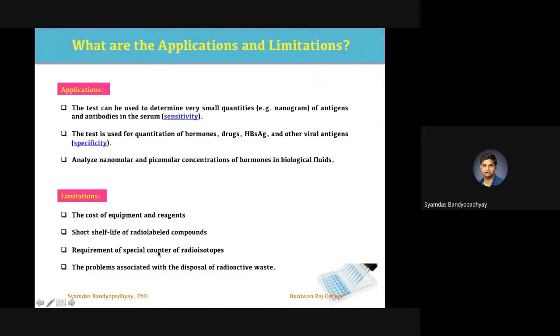And then the requirement of a special counter for radioisotopes. If you would like to measure the radioactivity, you have to have a scintillation counting chamber, which perhaps costs lakhs of rupees. And then there is the problem associated with the disposal of radioactive waste. You will always have to think of a protocol or system that is friendly to the environment. Because you are using radioactive material, you have to think of safe disposal, because if it mixes with the environment, it is a serious problem to the health of our Mother Earth.